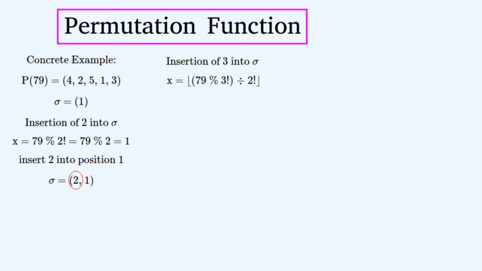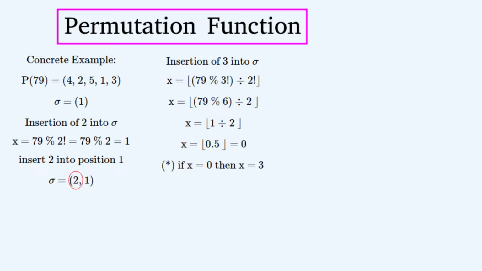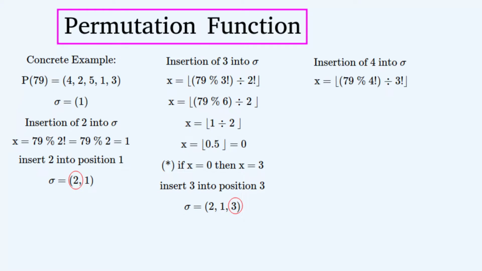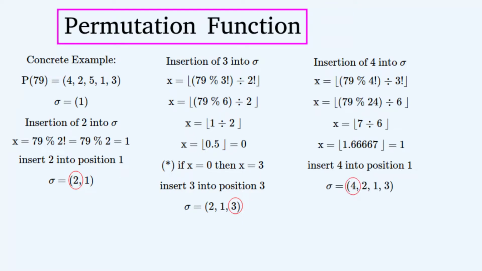We'll then calculate where to insert the number 3 using this formula. And so we'll get 0 as the value for x. Whenever x equates to 0, we'll equate it to the number being inserted, which is 3. We'll then insert it into this position. Now to insert the number 4 into the position given by x. And x is equal to 1. So we'll insert it into the first position in the list.